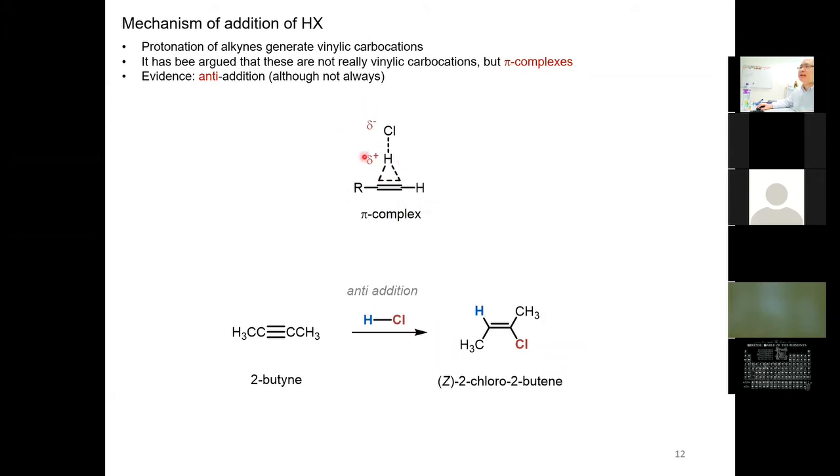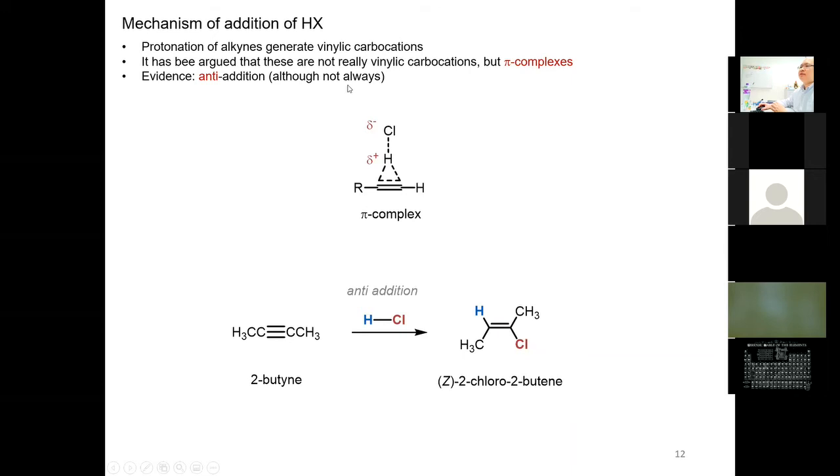Because of the pi complex, the same side is blocked, and the HCl has to come to the different side. And if the Cl comes to the different side, it will generate the Z alkene. So to summarize, the addition of HX to an alkyne, in most cases, will generate an anti-addition.